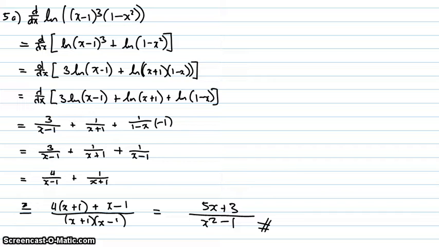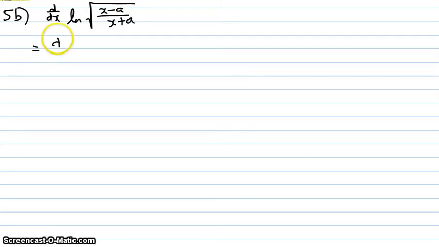If we look at 5B, we're asked to differentiate ln of the square root of (x − a)/(x + a), assuming that a is some constant. Again, use our laws of logarithms. So this is actually asking us to differentiate ln of ((x − a)/(x + a)) to the power half.